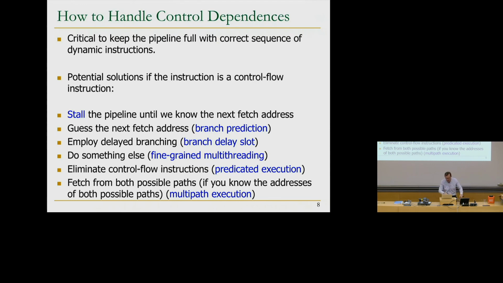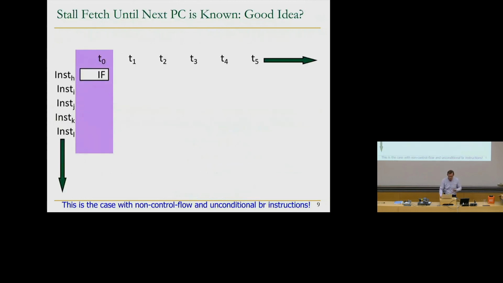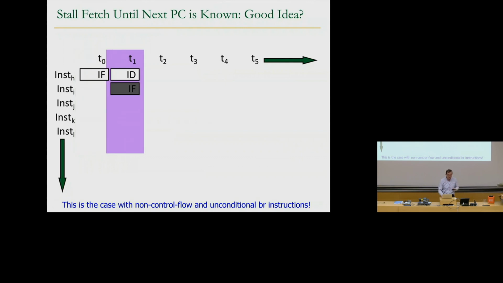Okay, so we're not necessarily going to cover all of them, although we clearly covered the first one, stall the pipeline, but I'm going to go over it again. So if we actually want to stall the fetch until the next program counter is known, the question is, is it a good idea? So assume that we have a non-control flow instruction here. We just fetched it. We're being strict. We're not going to predict that the next instruction is the next sequential instruction. We're going to say, I'm going to stall the pipeline. Now, if you do that, you're not going to fetch any instruction in the next cycle because you don't know what the next program counter is, right?